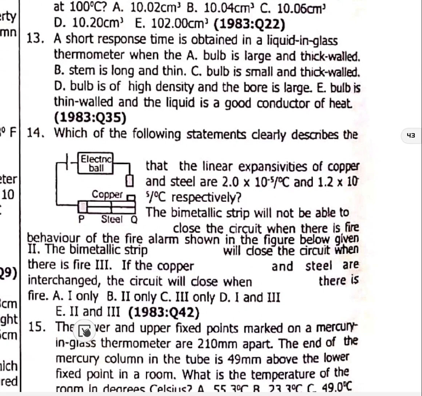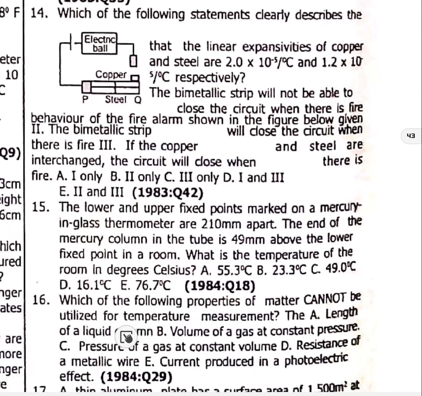14, skip that. Okay, 14 has a bit of this thing. Let's go through something. Which of the following statements clearly describes this one? To better understand it, I will need to demonstrate it. Which of the following statements clearly describes that the linear expansivity of copper and steel are this and this respectively. The bimetallic strip will not be able to close the circuit when there is fire. Behavior of the fire alarm. We'll come back to this in a demonstrative video.